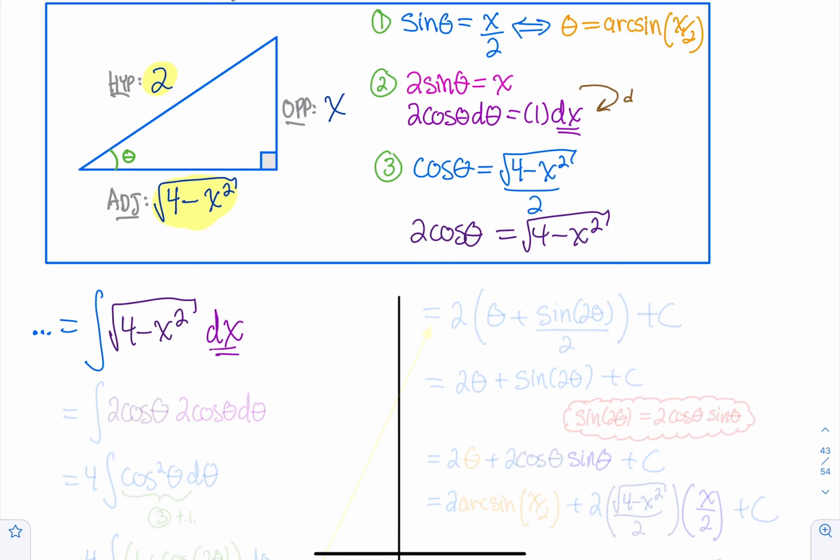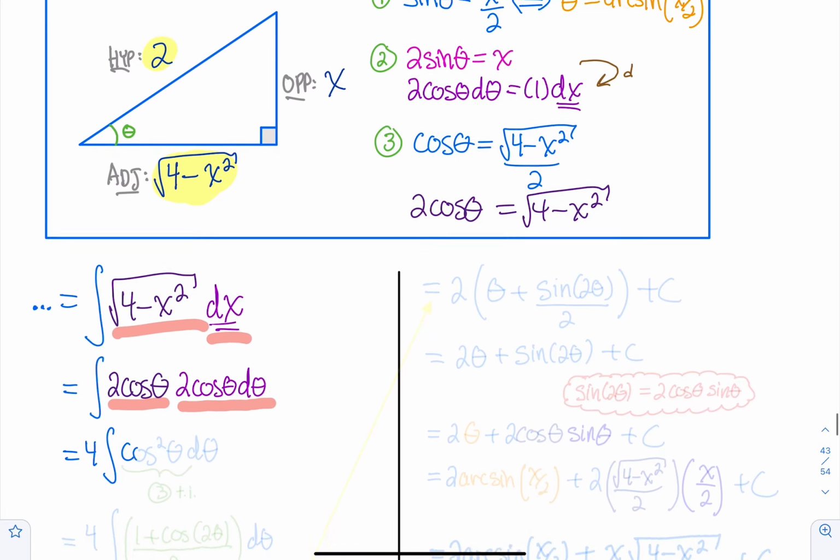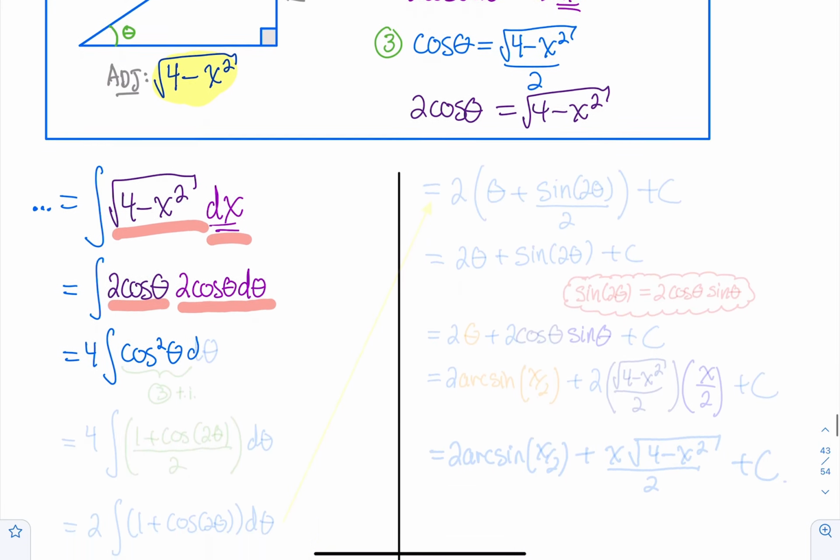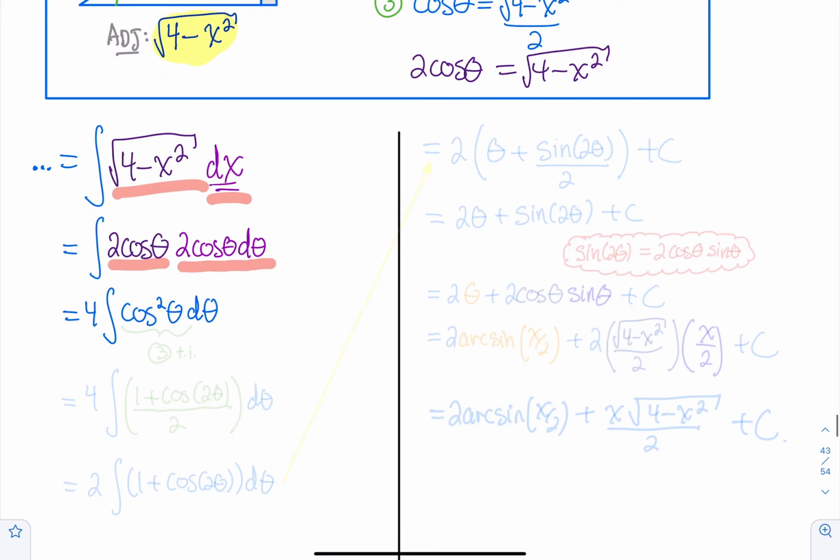So here we go. The square root will now just become 2 cos theta, and the dx will blossom into another 2 cos theta d theta. If you put all the coefficients outside, 2 times 2, that's 4. Cos times cos, that's cos squared theta d theta. Now you need to integrate cos squared theta d theta.